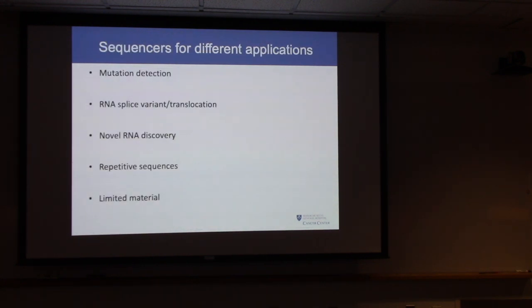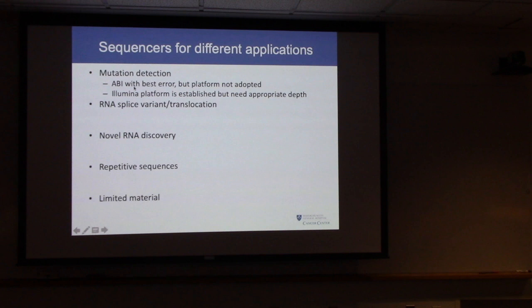And I put this up here as an example: if you're looking at mutation detection, unfortunately ABI had the best error rates. It was the lowest, but that platform died. So Illumina is now the established platform. It has a 0.1% error rate, so that means one base out of 1,000 is incorrect. So you need appropriate depth. That's why people talk about depth all the time. I need 100x coverage, I need 1,000x coverage, because they really want to make sure that what they see is not just, quote, an error.